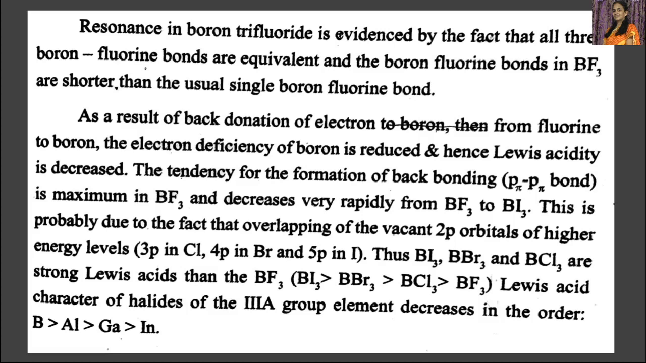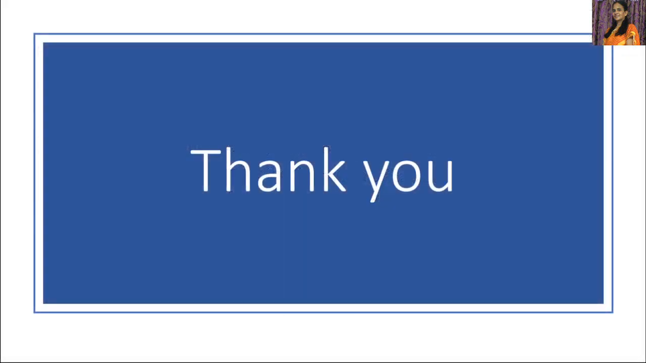Thus, the Lewis acid character of halides of third A group elements decreases in this order. In the case of the other elements of the third group, the Lewis acidic character is in this order: boron greater than aluminum, greater than gallium, greater than indium.